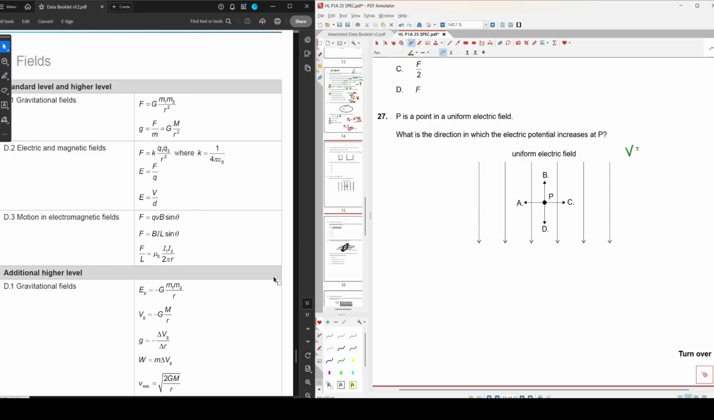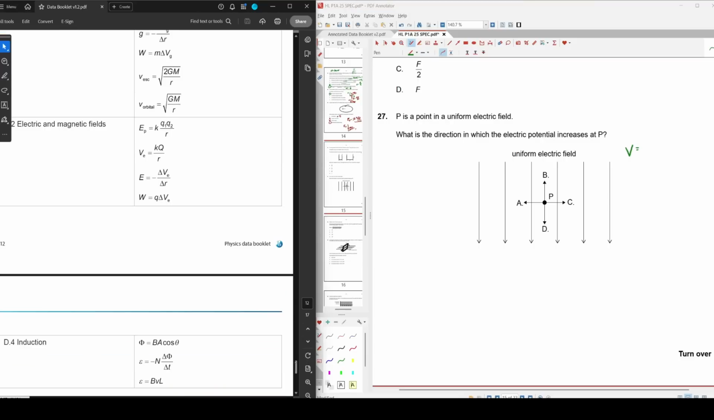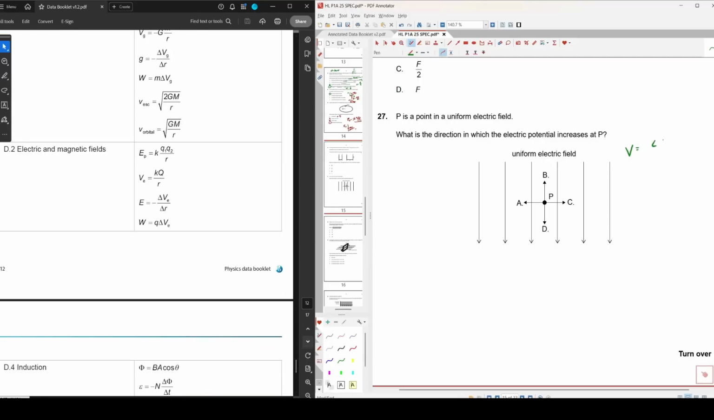I'm thinking about my potential equation, which is V is kQ over R. I mean, one way to say this is that electric field lines go from plus to minus. So I could imagine a big positive charge over here, a big negative charge over here, but they point from high to low potential. So if I'm not missing something, it's just B, right? You go from high to low potential. The field lines do. So to increase your potential, you go this way, to get towards the higher potential, the positive side of the field lines.